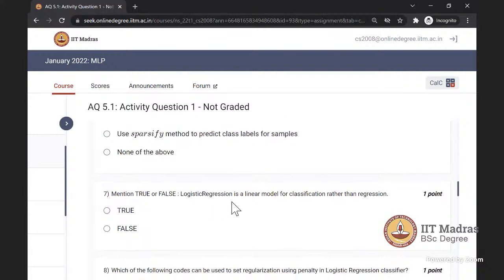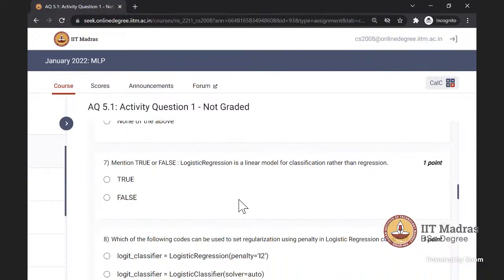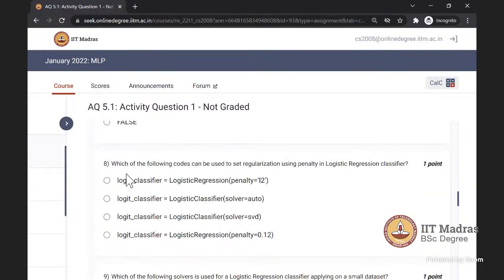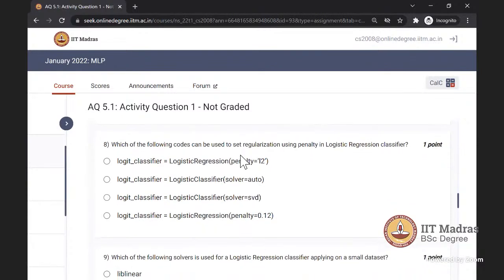Mention true or false. Logistic regression is a linear model for classification rather than regression. Yes, linear model. True. Which of the following codes can be used to set regularization using penalty in logistic regression classifier? Yeah, the first one. Okay, the first one assigns L2. The second and third are setting the solver parameter, not the penalty. And the last one is telling 0.12, but not the type of penalty. So only the first one is correct.